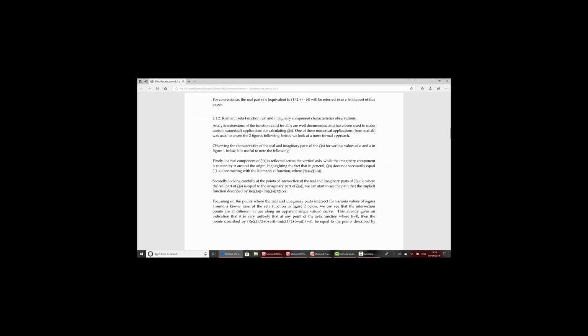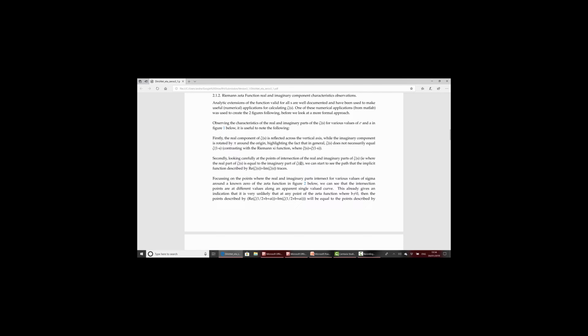So looking at that in a bit more detail around a known zero of zeta, around 14.1, we can see here that as the real part of s gets smaller, the function real of zeta equals imaginary of zeta has a very steep curve. It's actually a very strongly positive curve, because this is going down as the real part of s gets smaller. Quite important to keep that in mind.